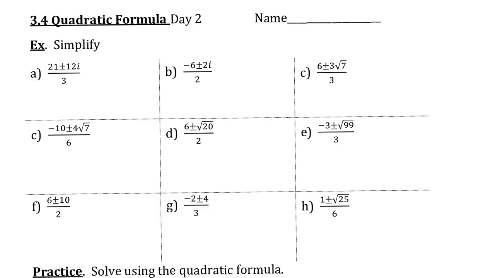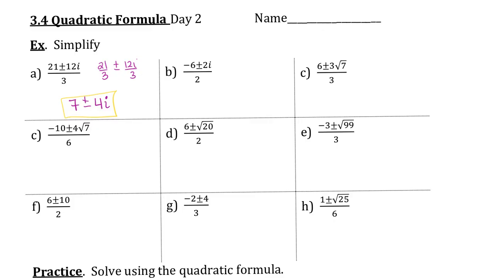This will simplify. Now there are two ways to think about this. One is you can divide this into 21 over 3 plus or minus 12i over 3. If you do that, you can see that 21 over 3 divides to 7, and 12i divided by 3 makes it 4i. So that simplifies to 7 plus or minus 4i. Now, did I have to write it out like this? I did not. I could have done 21 divided by 3 is 7, 12i divided by 3 is 4i. But you can split it up if it's easier for you.